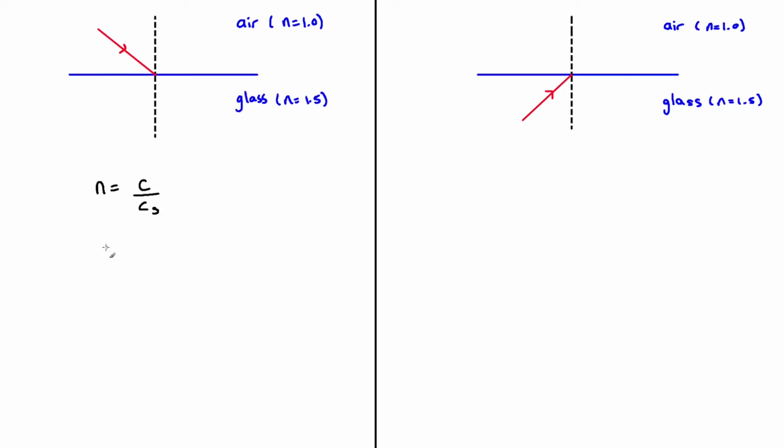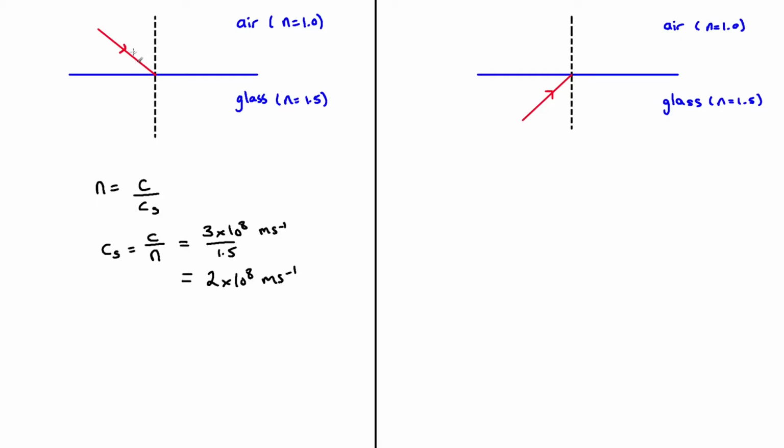So if we think about it here, the speed of light in the glass, if we rearrange this formula, will be the speed of light in a vacuum divided by the refractive index of the glass. Speed of light in a vacuum then, 3 times 10 to the 8 meters per second. If we divide that by the refractive index of glass here for red light, what we will end up with is 2 times 10 to the 8 meters per second.